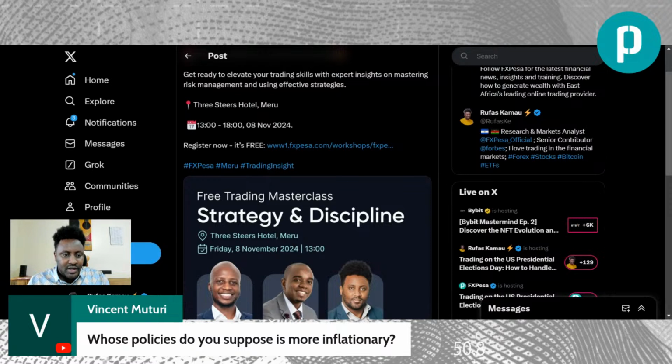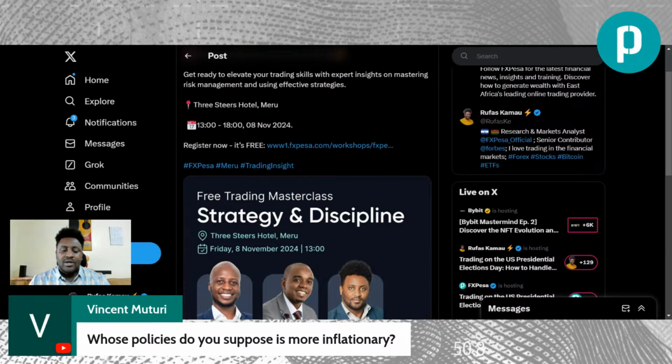So whose policies do you suppose are more inflationary? I don't think there's one outright candidate you can say that their policies are more inflationary. Both candidates are looking to expand spending, deficit spending, whereas Trump has proposed a Department of Government Efficiency that would cut the US government spending. Kamala has not proposed anything of that sort. So technically, we could say that Kamala Harris is looking to spend more money than Trump, which would cause more inflation in the US economy compared to Trump.